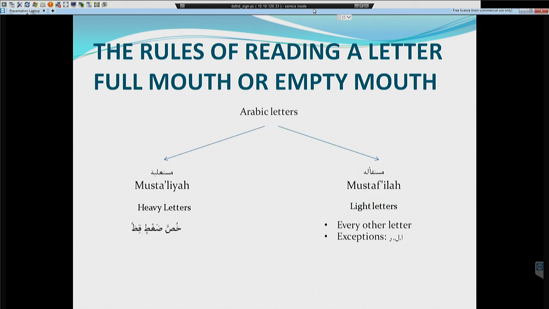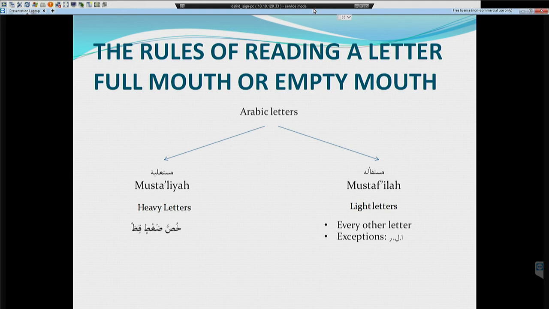The first quality is whether a letter is going to be read full mouth or empty mouth. Now, set the record straight. Which letters are read full mouth? Which letters are read empty mouth? These letters are divided into two. The first one is called musta'liya letters. We should try to remember this word, musta'liya.